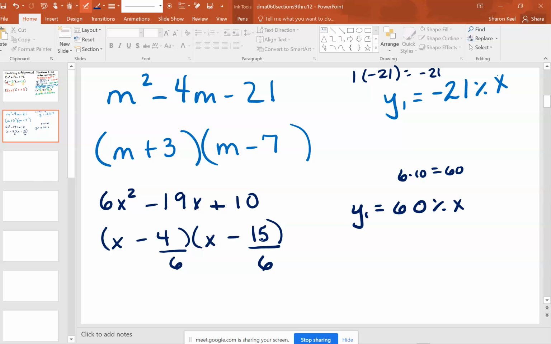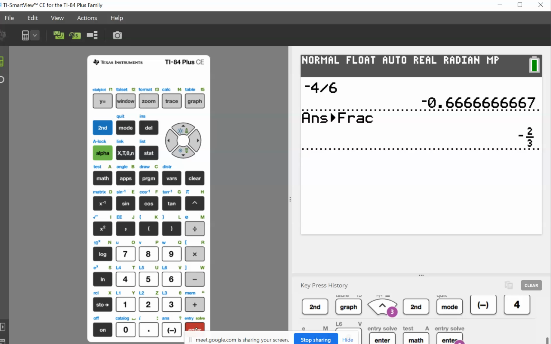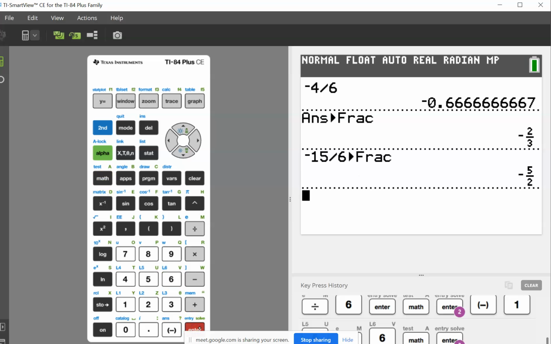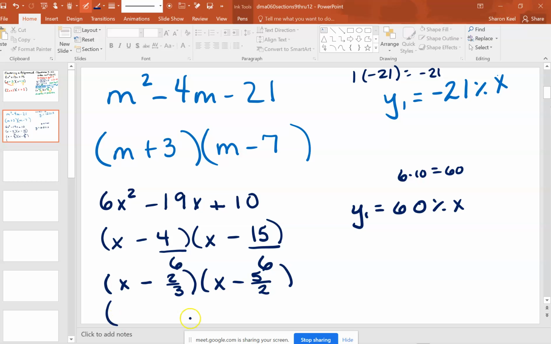and actually remember, if you do second and quit second mode, it takes you back to this screen. Let's do negative 4 divided by 6, and then math, enter, enter, and it'll reduce the fraction for us. It's a negative 2/3. So that will become x minus 2/3. We have 15 over 6. So we're going to do negative 15 divided by 6, math, enter, enter. That gives me negative 5/2. So I did simplify the fractions, but they're still fractions.